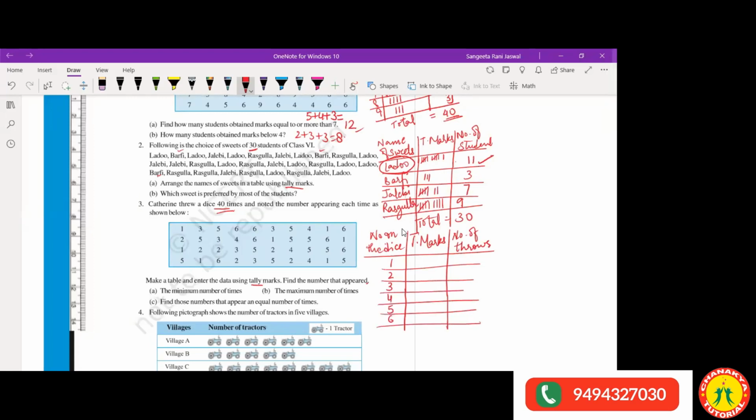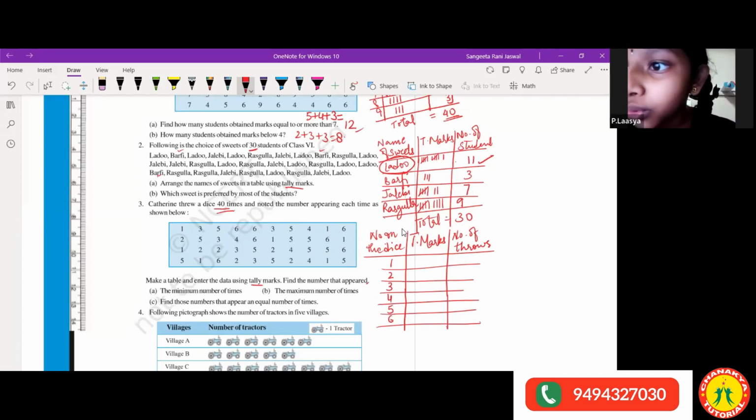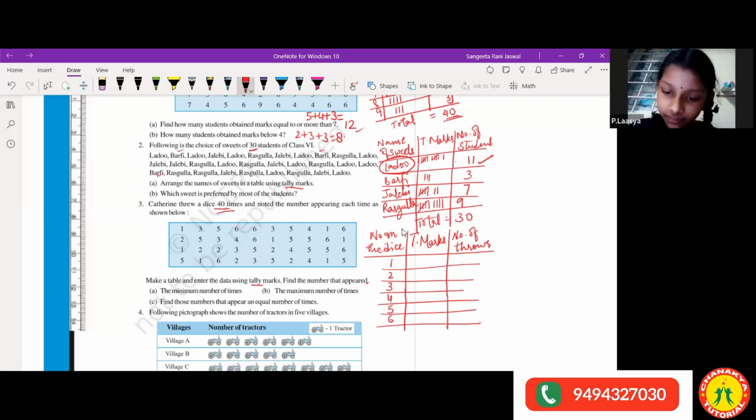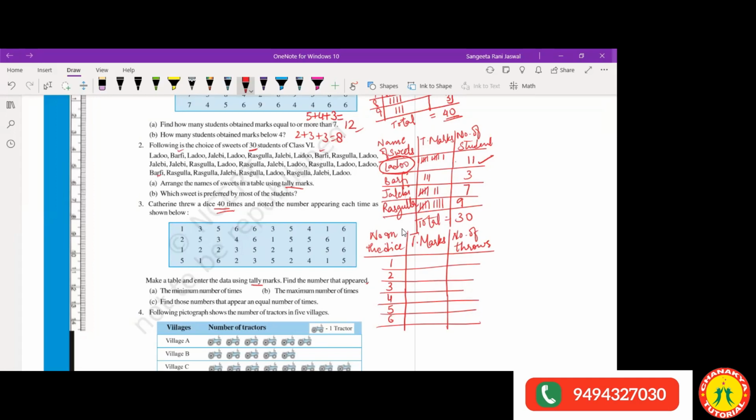So these are the numbers. How many times she got 1? You have to write in how many throws she got number 1. So 1 is how many times? 7, ma'am. Okay, very good. 7 times. Similarly, you will write for all these numbers, and simultaneously you will write the tally marks also. Can you do it further?